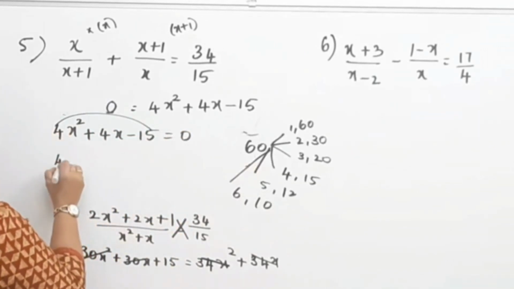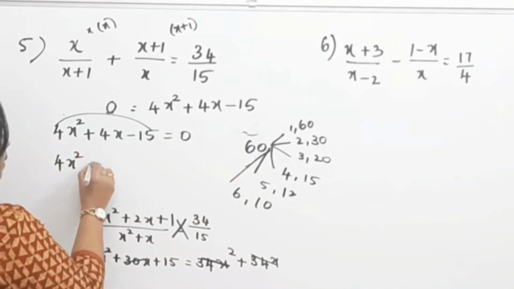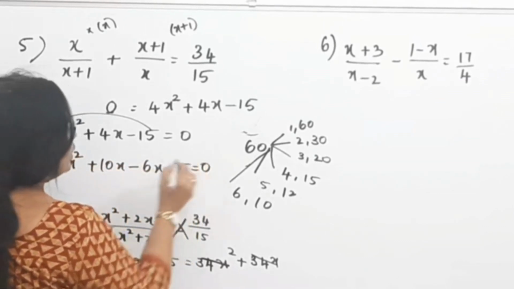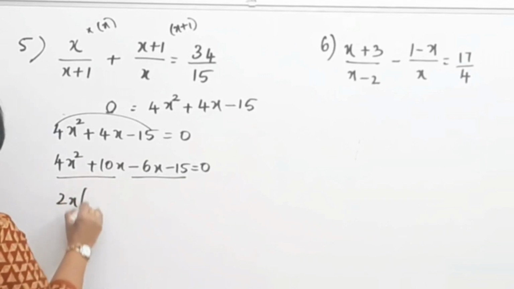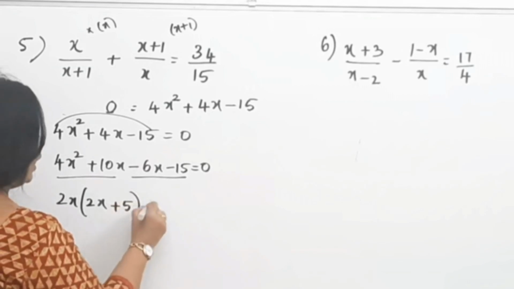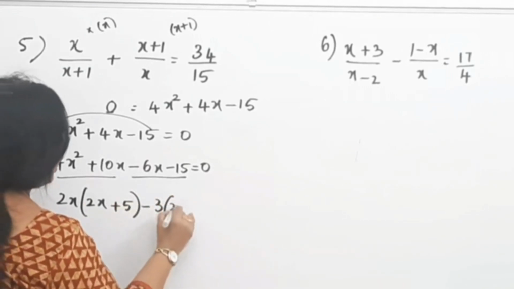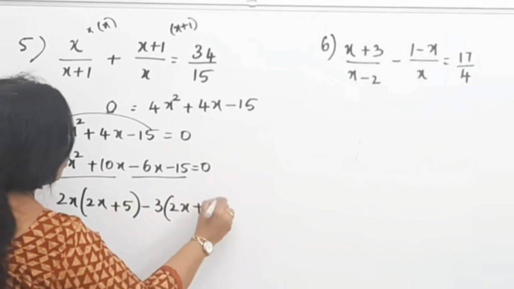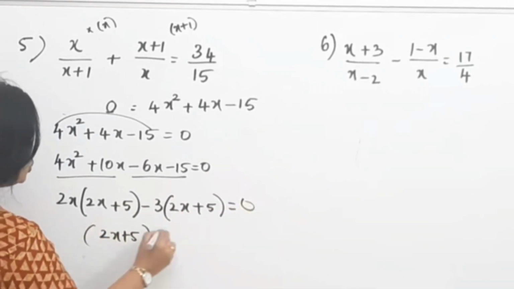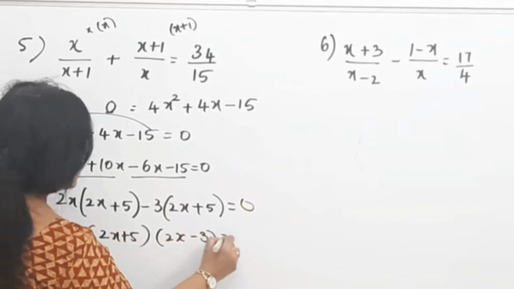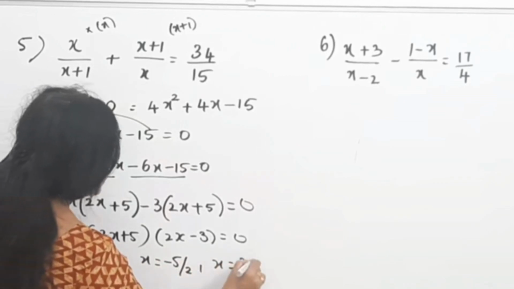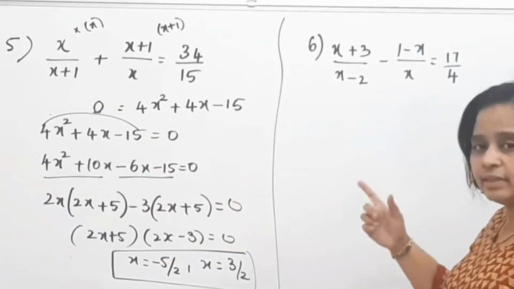So I can split the terms: 4x squared plus 10x minus 6x minus 15 equal to 0. In the first two terms, 2x is common. I am taking out 2x, and (2x plus 5), minus, here 3 is common, so I would have 2x plus 5 equal to 0. So my factors are (2x plus 5) into (2x minus 3). So that's equal to 0. My x is equal to minus 5 by 2 and my x is equal to plus 3 by 2. As simple as that. Question, similar question.